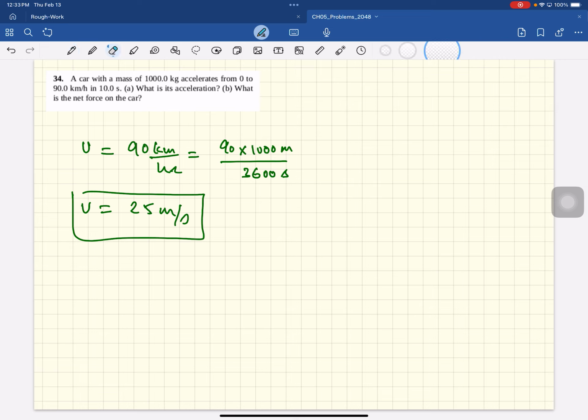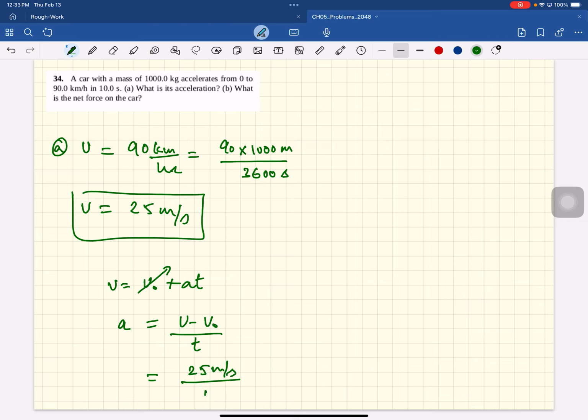So we're finding its acceleration, and final velocity is initial velocity plus acceleration times time. And the initial velocity is 0. So 25 meters per second divided by 10 seconds is equal to 2.5 meters per second squared.